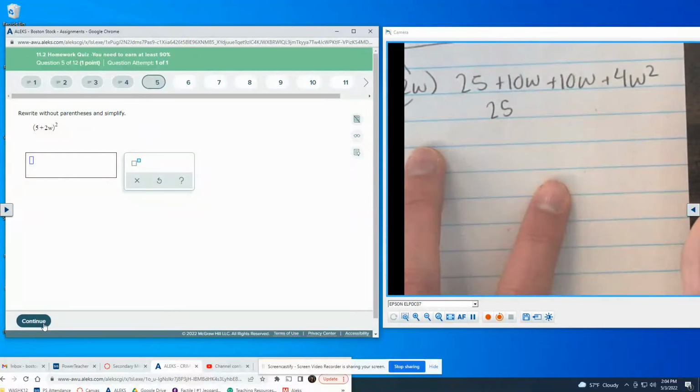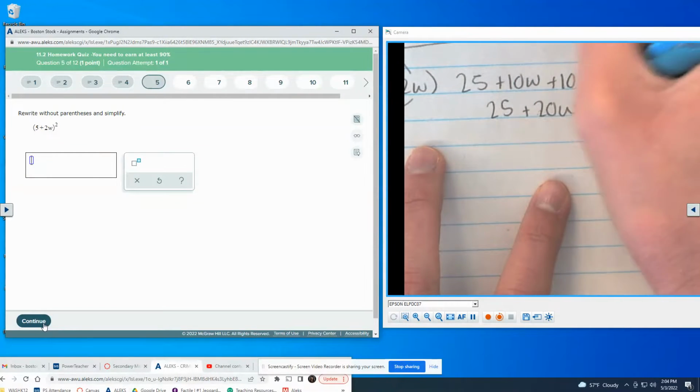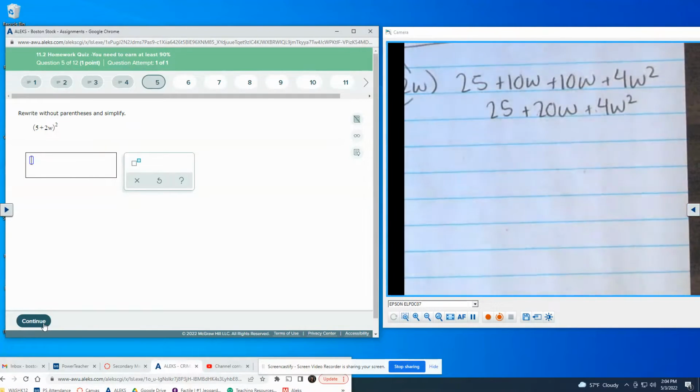So then we combine like terms. We still have the 25. These will combine to get me 20w, and then I still have the 4w squared. And that's my whole thing. I typed that in.